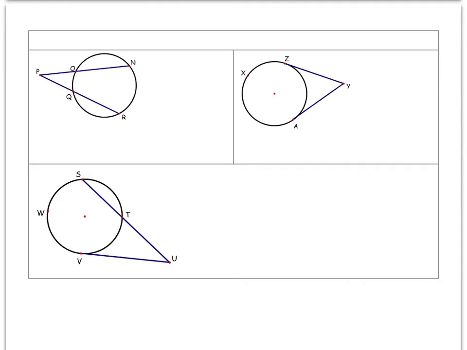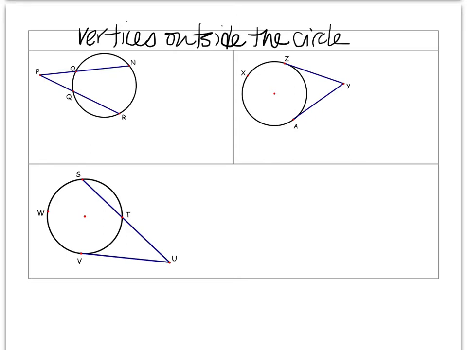So now we're going to be dealing with angles that have vertices outside the circle. Again, we're grouping these together because the rule is true for all of these. So if I have a vertex outside the circle, like point P, then angle P is going to be 1/2 the difference between the bigger arc, so NR in this case, and the smaller arc, OQ.